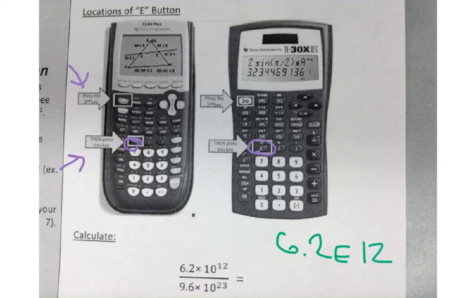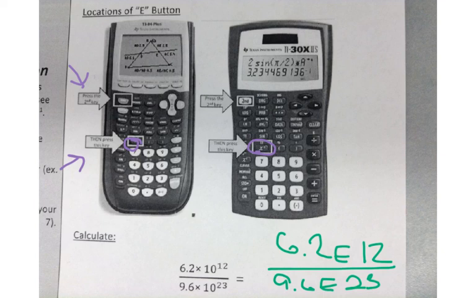Okay? Then you're going to press divided by because we will be dividing it, okay, by 9.6. Press that E button again. 23. Notice I never typed in times 10 E12. I didn't do times E12. I just did E12. Okay, you don't need to use any times. Do not use any tens. Do not use any carets anymore.